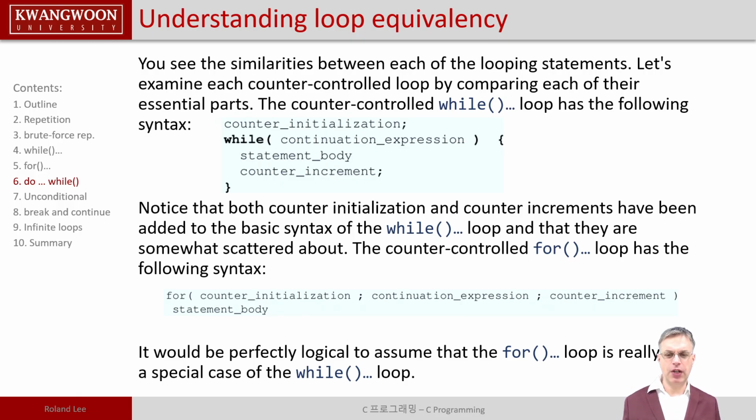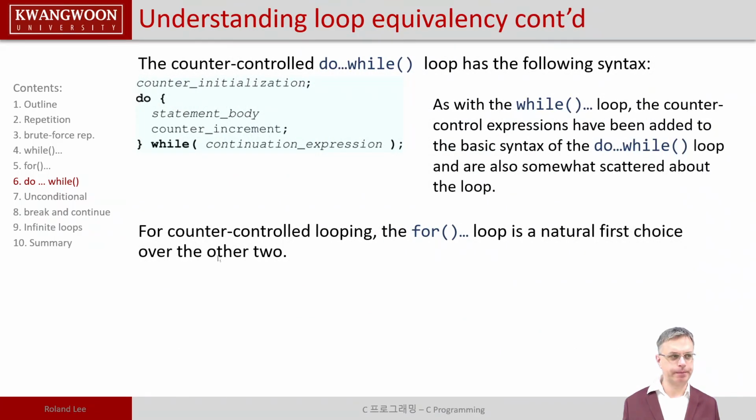The counter-controlled do while loop has then the following syntax: counter initialization, do, statement body, counter increment, and while continuation expression. Notice that as with the while loop, the counter-controlled expressions have been added to the basic syntax of the do while loop, and are also somewhat scattered about the loop.